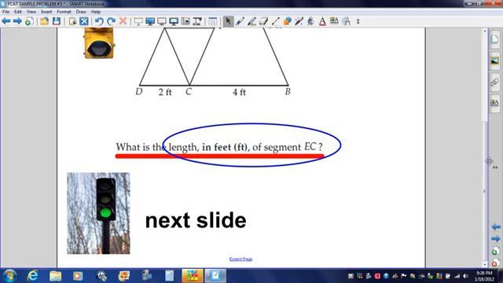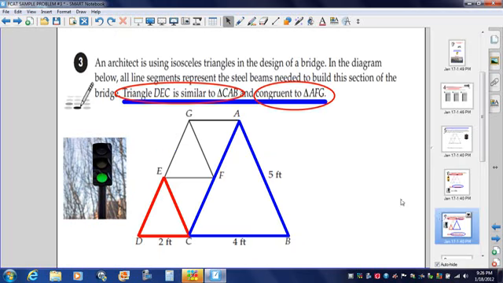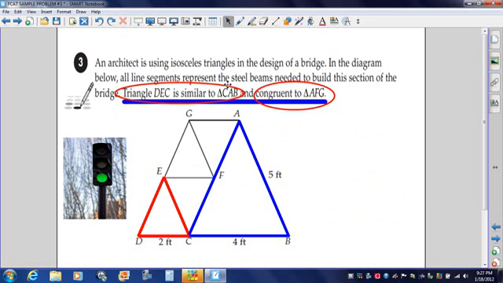We've done red light, stop, read the problem. Yellow light, slow down, underline, circle, box, important information. Now we're going to do green light. Green light says we are going to work the problem. So what do we know in this problem?